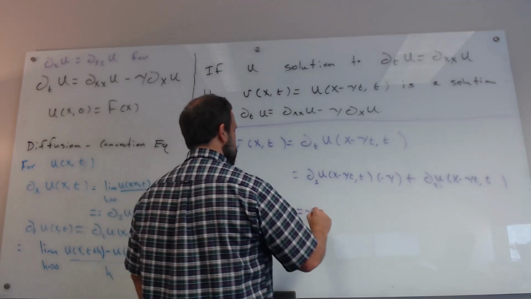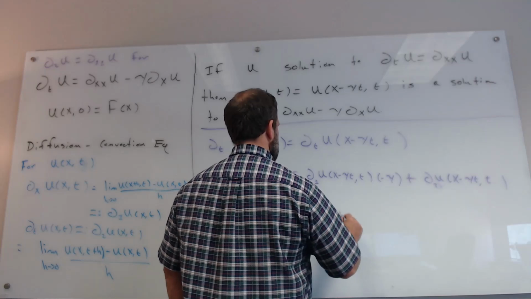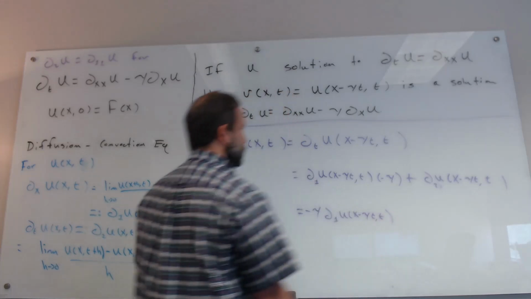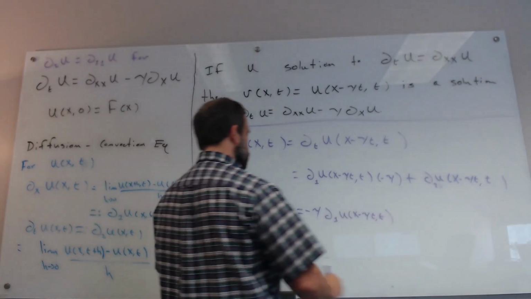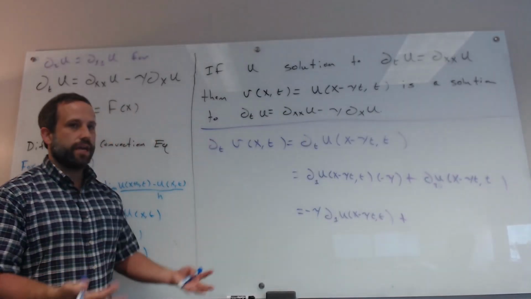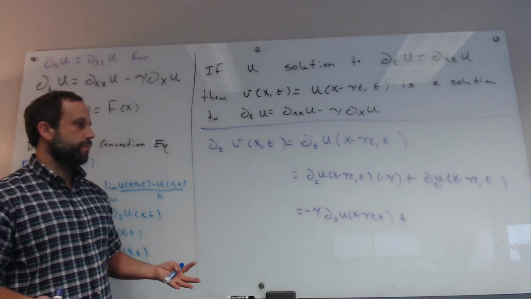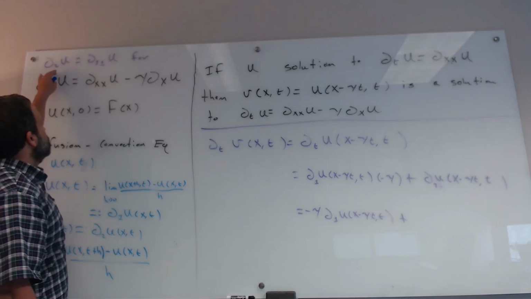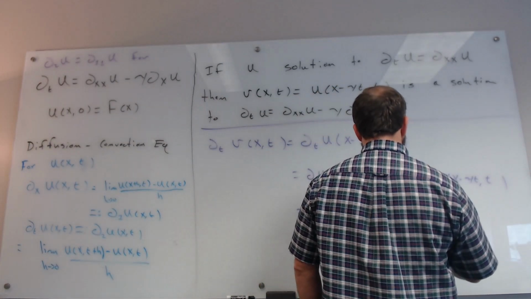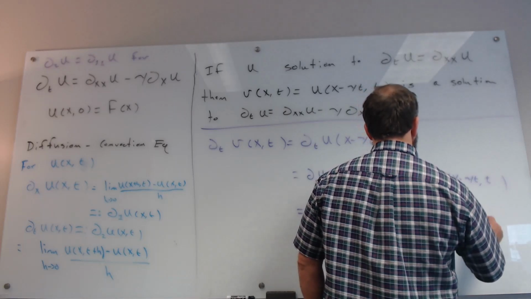This right here is going to be minus gamma times the derivative of u in the first component, and then it's going to be plus, okay, this is the derivative of u in the second component. It doesn't mean the second derivative of u with respect to t, it means the derivative of u in the second component. And the derivative of u in the second component is equal to the double derivative of u in the first component. Okay, so this is equal to this, like this.